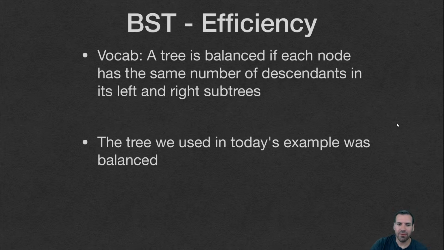Okay, so everything in today's example was balanced. The binary tree was balanced, meaning that each node had the same number of descendants in its left and right subtrees. Everything was balanced. It was nice and symmetrical all the way down the tree.